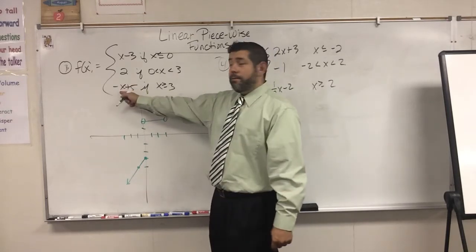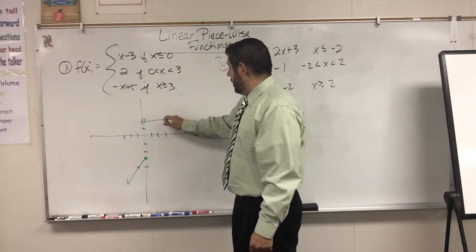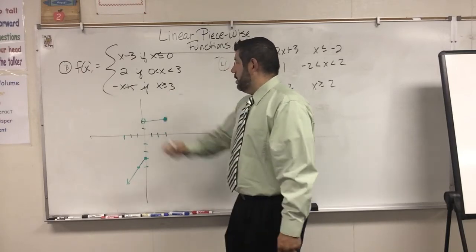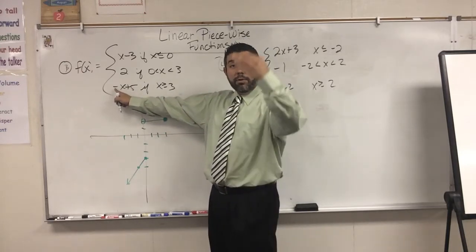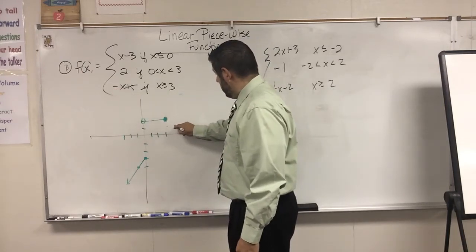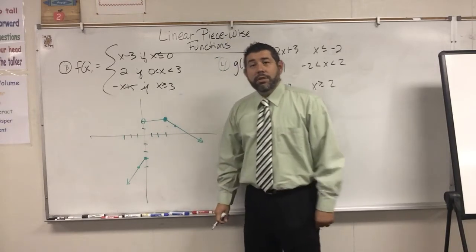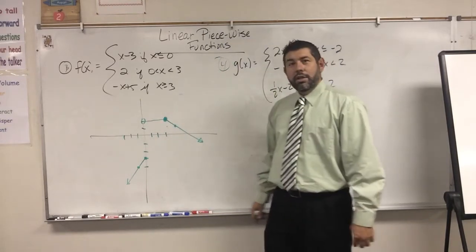Plug in 3 here, and I'm going to get 2. Well, that's nice, because that ends up in the same spot. And then I have a slope of -1, so I'm going to go down 1 over 1, down 1 over 1, get my next point. And there's my piecewise function. All right? Nice, crazy looking thing there.